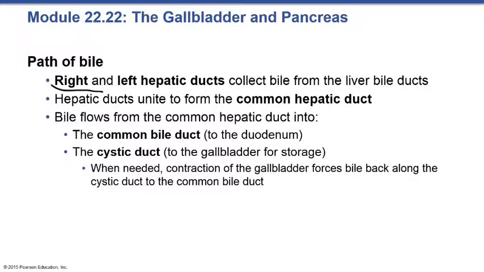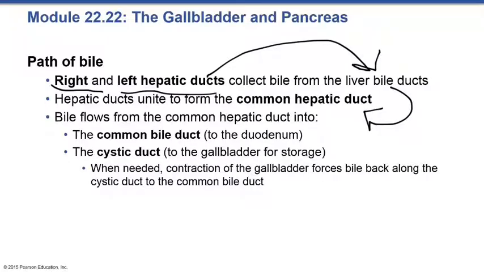The bile is going to leave the right and left hepatic ducts, and that's going to bring it from the bile ducts and form the common hepatic duct. And then bile will join into the duodenum through the common bile duct, or there is the cystic duct. So the cystic duct is taking bile, and as it comes down toward the duodenum, it takes a turn and goes in the cystic duct and is stored and concentrated in the gallbladder.